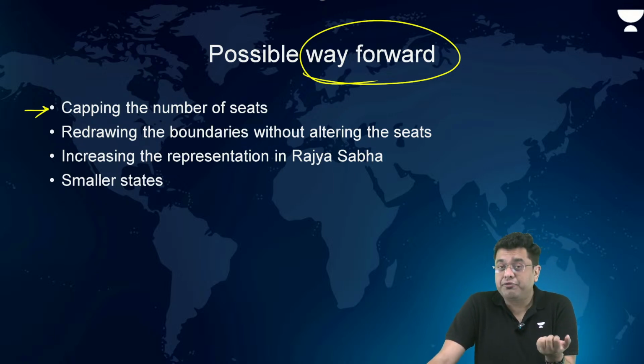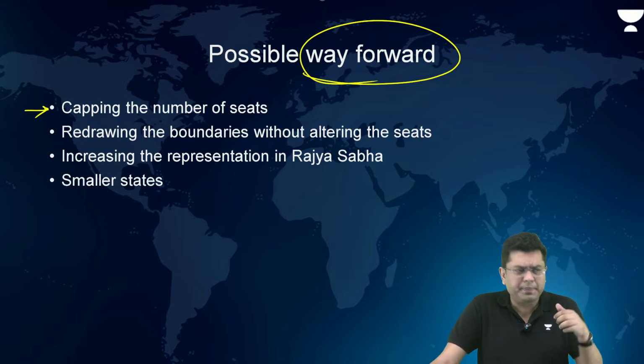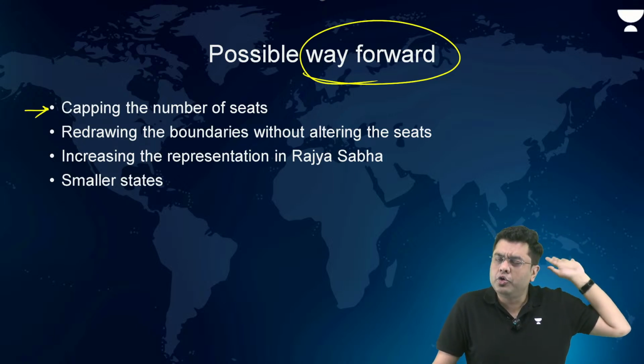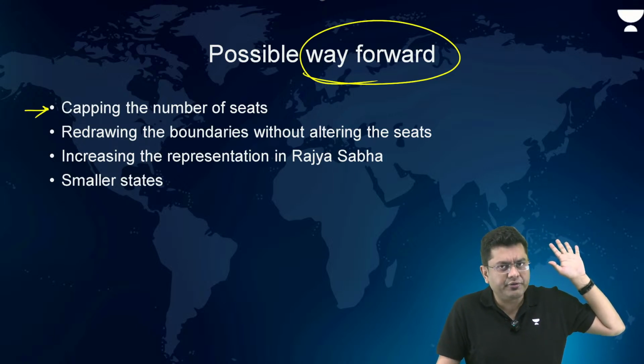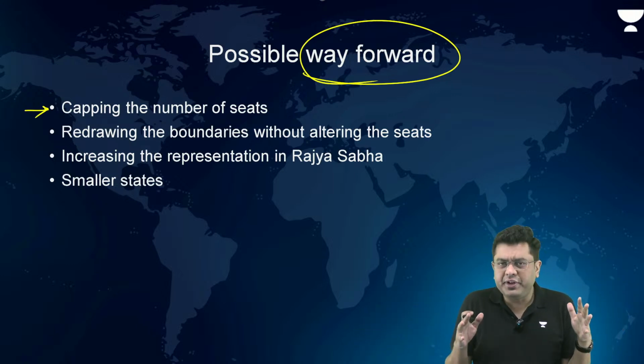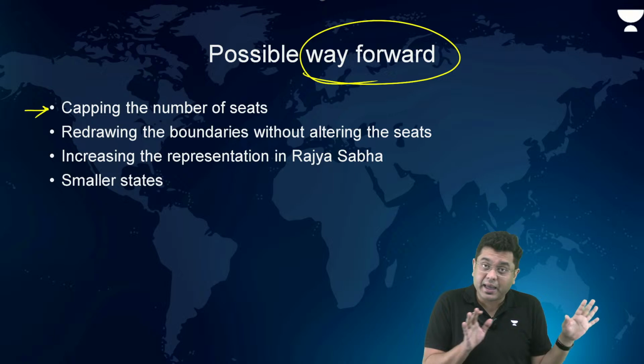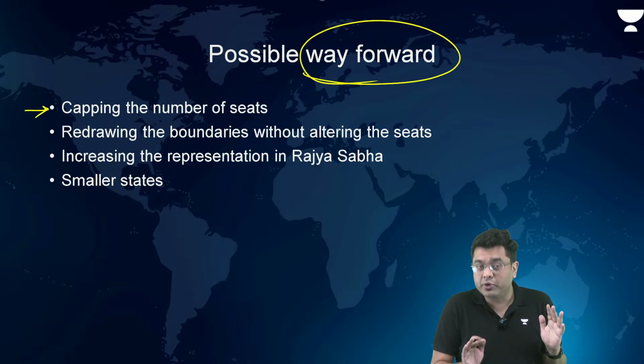This is the solution, after all, which is being demanded by the majority of the parties, that whatever is the total number of seats, cap it at around 543 itself. What is wrong in the number of seats that we have? Let us go ahead with that. Now, this is one of the most amicable and implementable solutions.